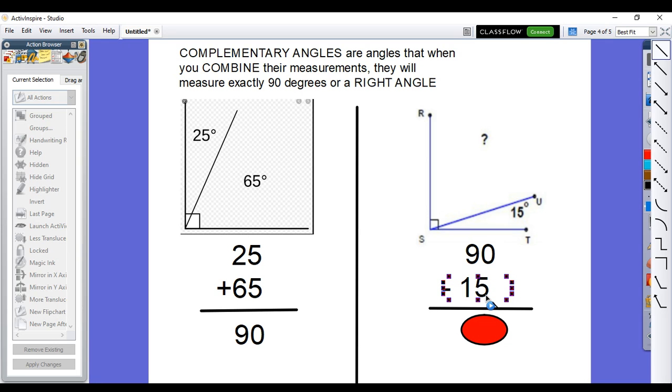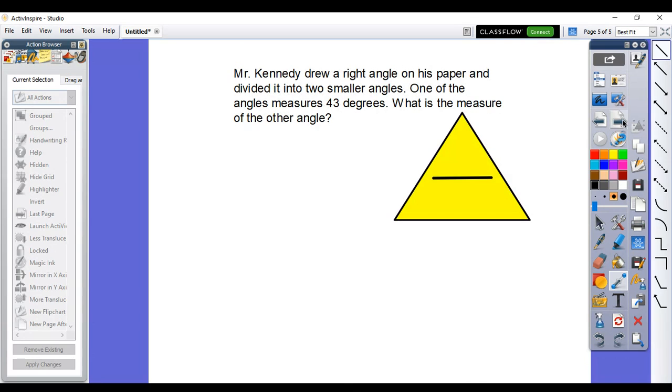Can you take 0 minus 5? No, you cannot. So remember, you need to borrow from your tens place. So 9 becomes 8. 0 becomes 10. 10 minus 5 is what? 5. We don't have 9 anymore. We have 8 tens. So 8 tens minus 1 ten is what? 7. So 90 minus 15 is going to give you what? 75. All right, let's try one more problem.